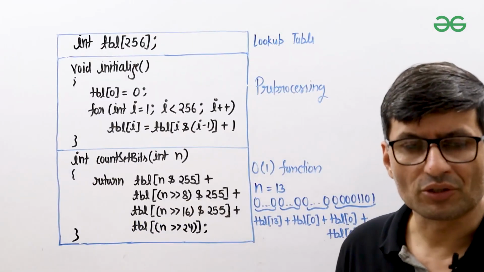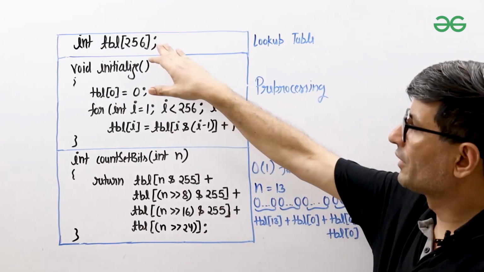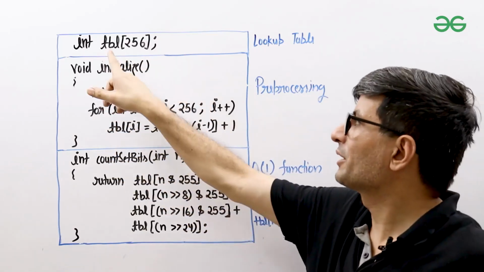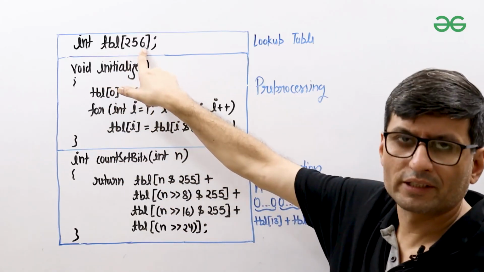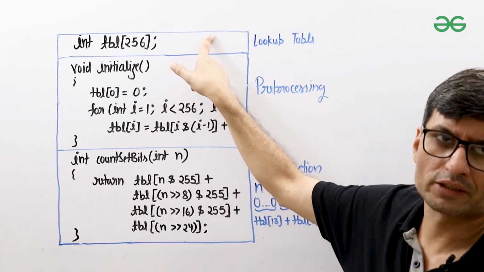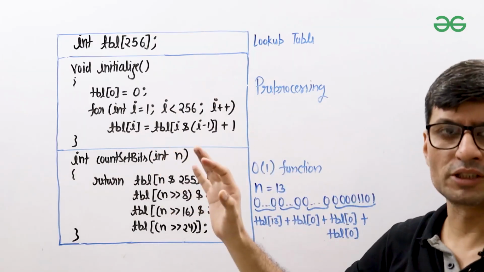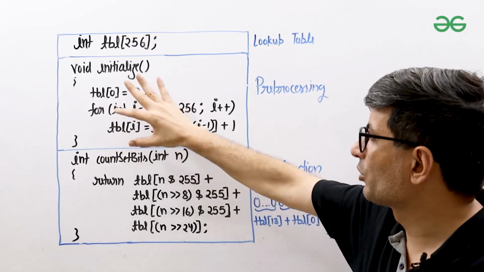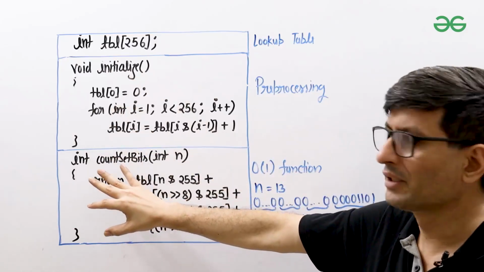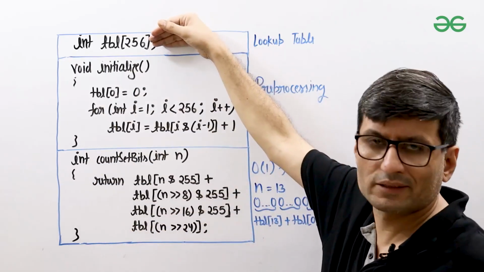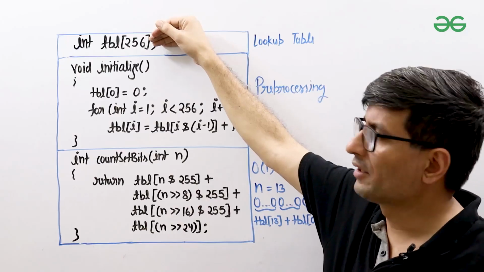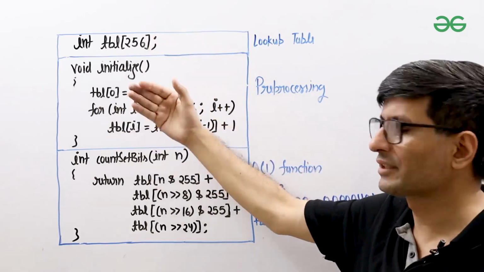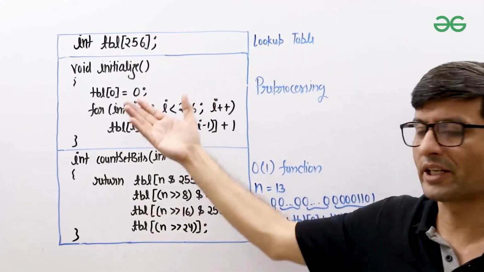Here is the implementation of the idea. We first have a table of size 256. I've written C++ style code here. If you're programming in Java, you will write table square brackets equal to new int 256. Whether you're programming in C++ or Java, I have assumed that this table is available inside both the initialize and countSetBits functions. In C++, you can make it a global variable. In Java, you can make it a class variable, or you can make it static and use static methods. That would be better.